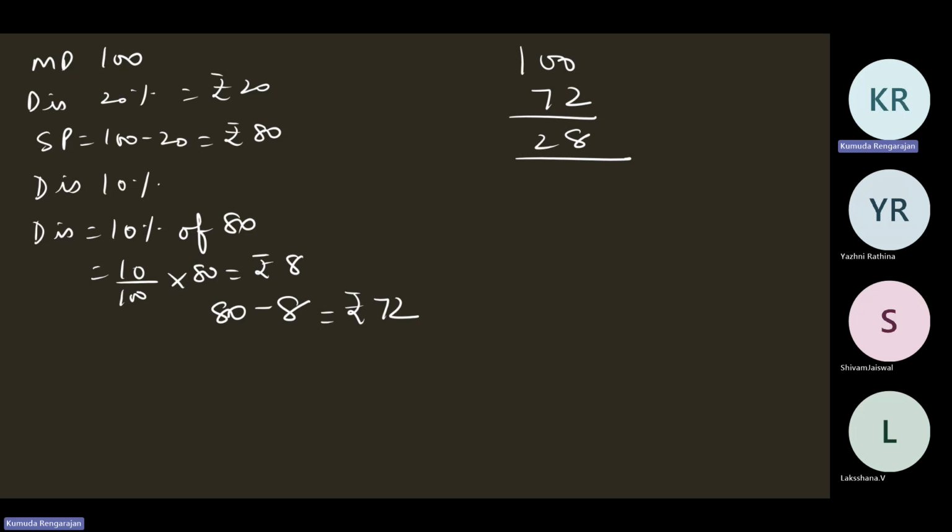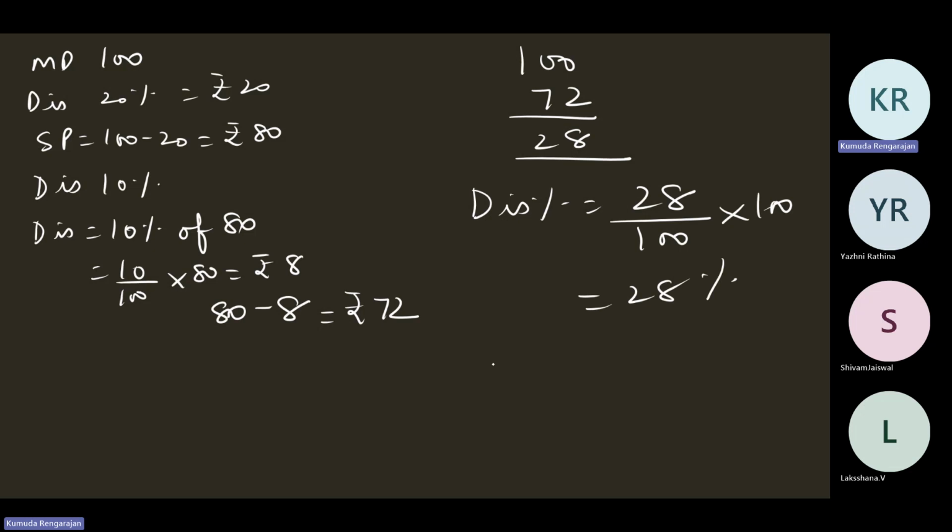The selling price is 72. That means you've got a straight discount of 28 rupees. 100 rupees minus 72 rupees. 100 mark price, selling price 72. So the difference is the discount, 28 rupees. So the discount percent is discount 28 by the mark price into 100. So that flat discount is 28%.